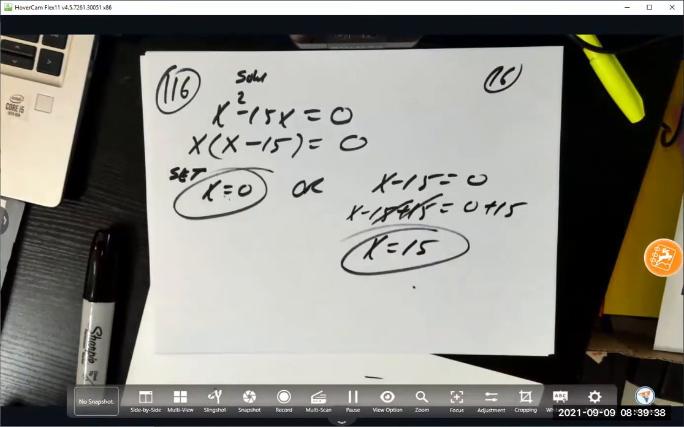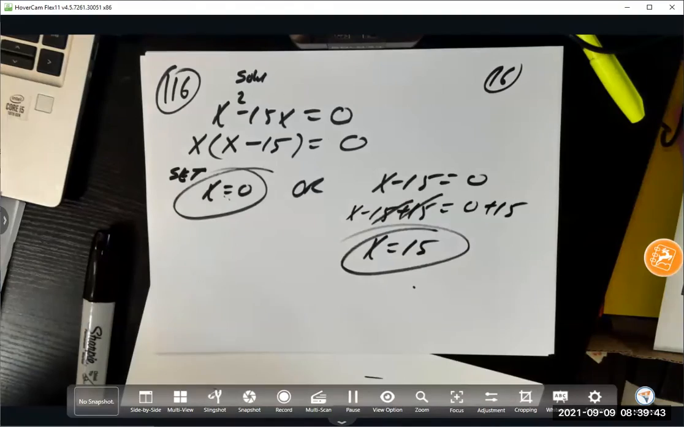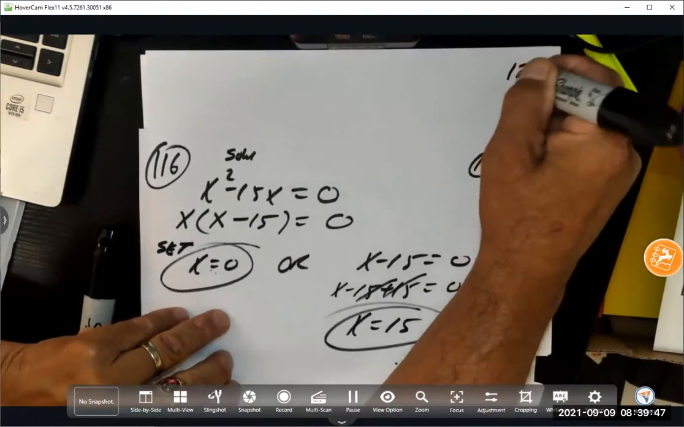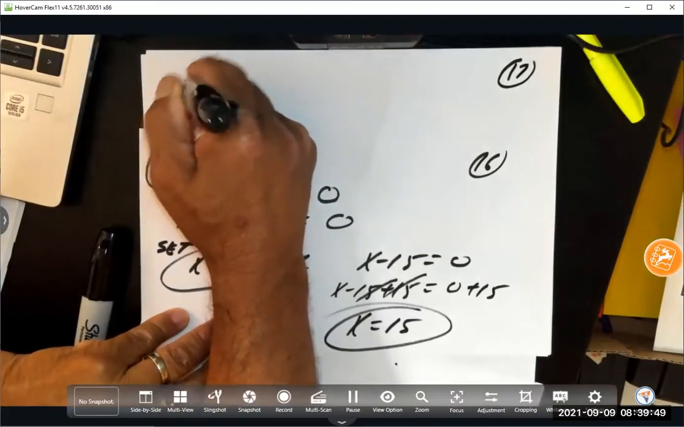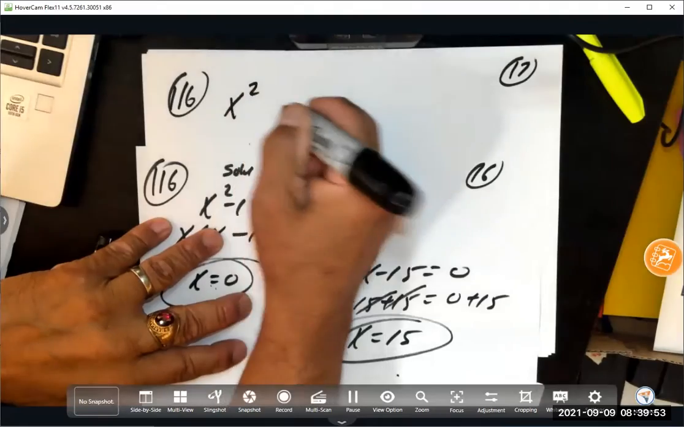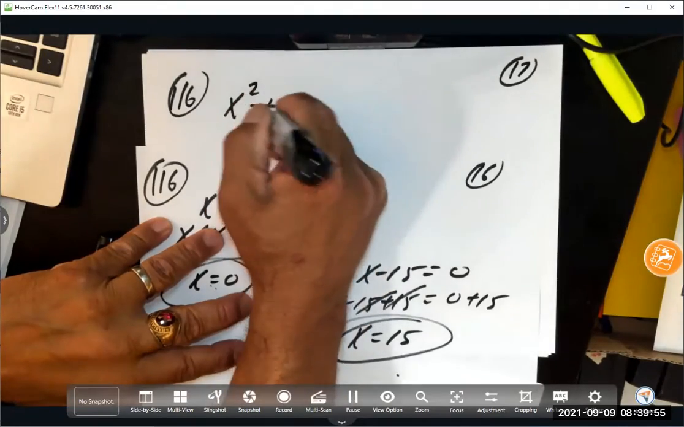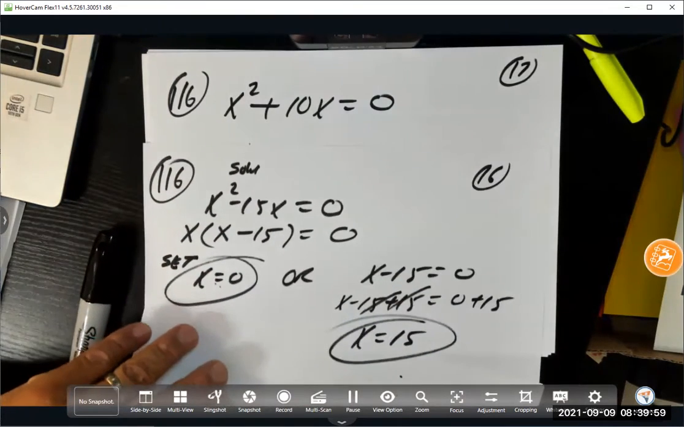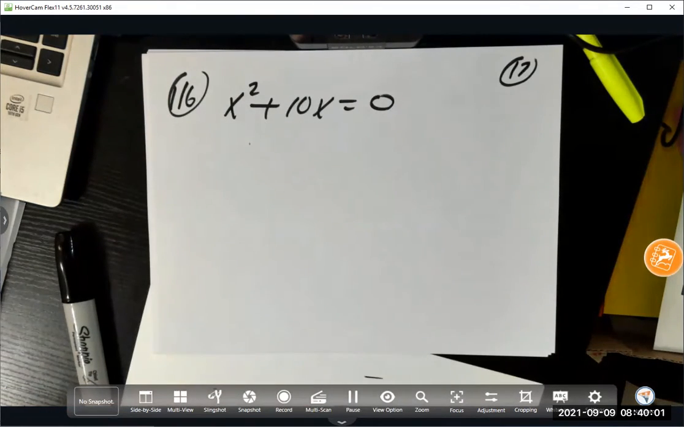Okay, I'm gonna do it again. Same problem. I'm just gonna switch the signs, switch the numbers. All right, let's do another one, just like this one. 116. Suppose I have this one. Suppose I have X squared plus 10X equals 0. There you go. Good enough.